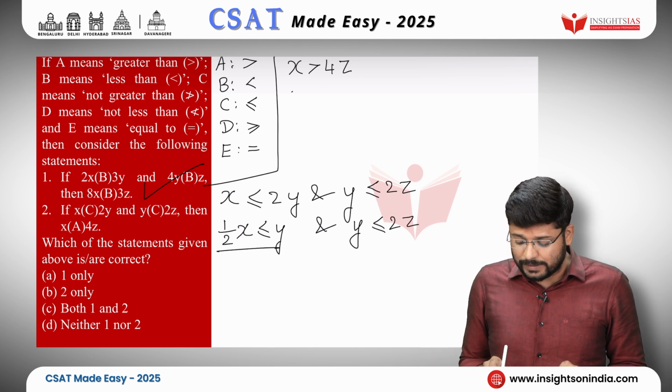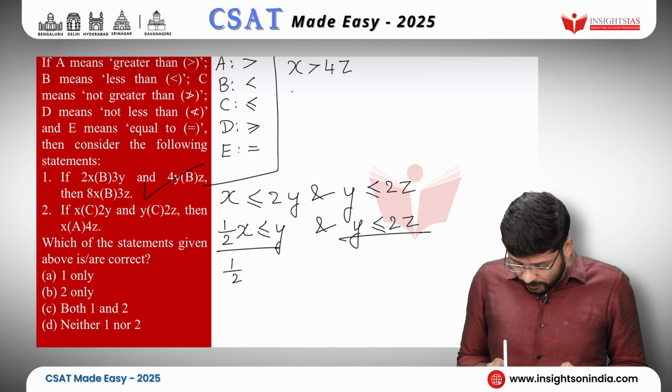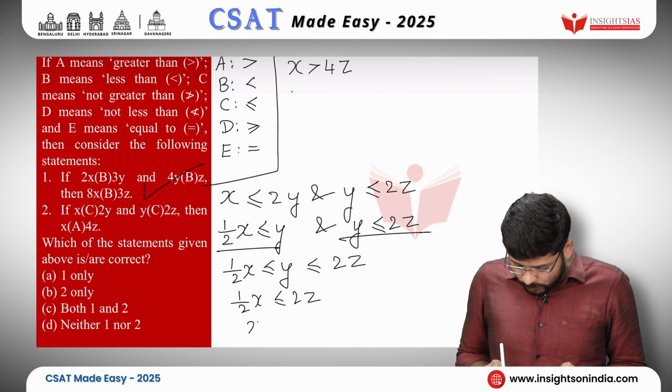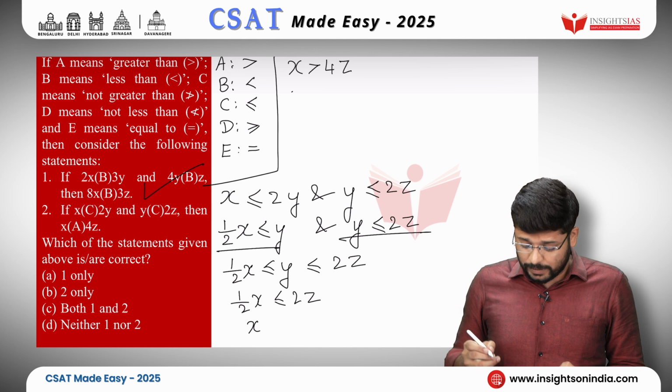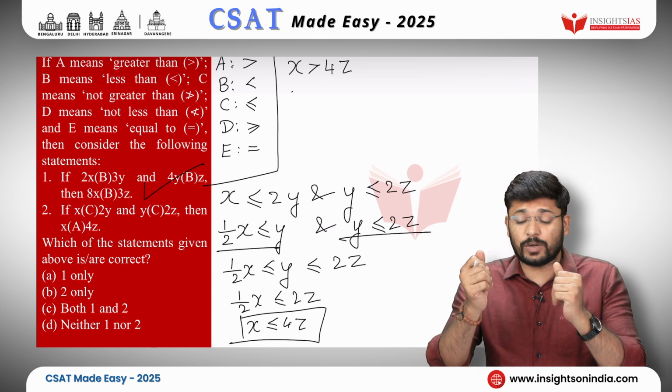So, looking at this inequality and this inequality, both the relations, we can conclude this, right? 1 by 2x is less than or equal to y, which is less than or equal to 2z. So, we can then write 1 by 2x is less than or equal to 2z. So, by multiplying 2 on the other side, x is less than or equal to 4z. So, we get the relation x is less than or equal to 4z.